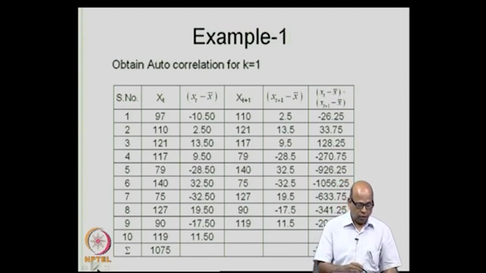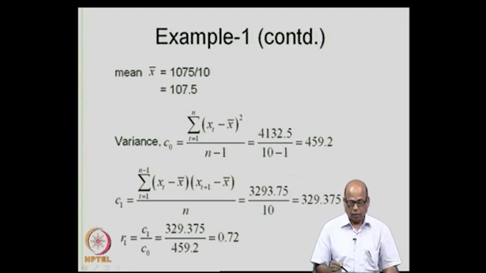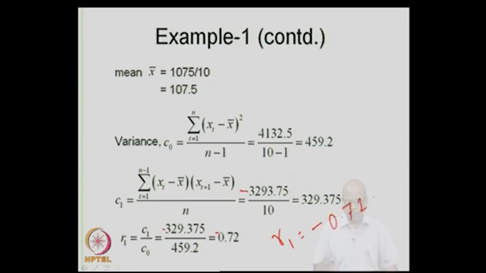I would like to indicate a small correction here. This value is negative and therefore, the C 1 that you get here will be negative. So, this is negative and the correlation R 1 will be negative. So, R 1 is minus 0.72. So, this is a negative correlation.